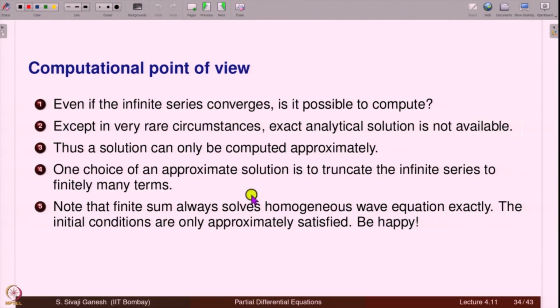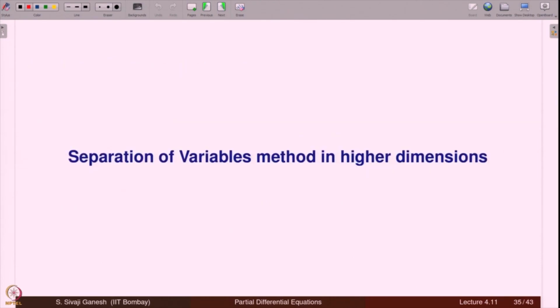and by truncating the infinite sum I am computing it approximately. That is one point of view. Of course, one has to do an error analysis in that case.